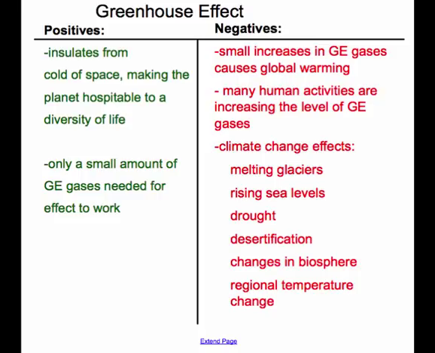The negatives, well, a small increase in the greenhouse gases or the greenhouse effect gases causes global warming. So many human activities are increasing the level of those gases, and there's been climate changes recorded already. Melting of glaciers, rising of sea levels, significant droughts, desertification, changes in biosphere, so the living, changes in populations of plants and animals, and then regional temperature change.